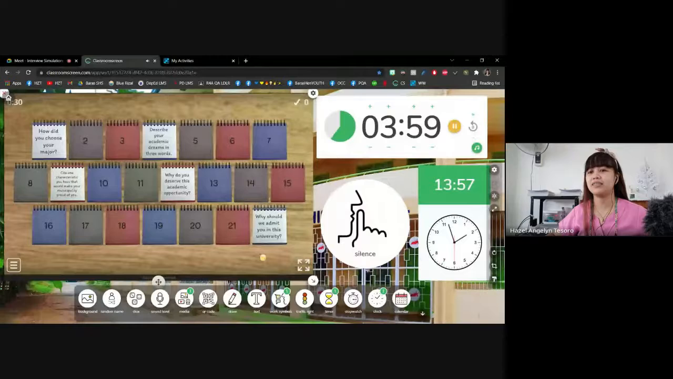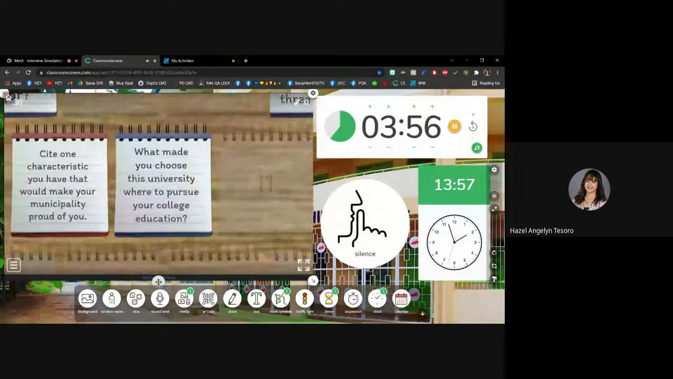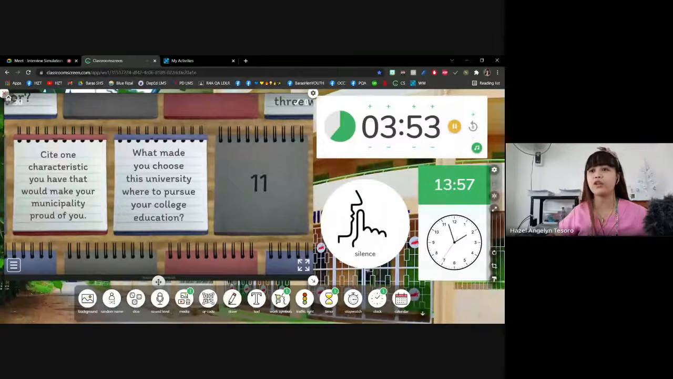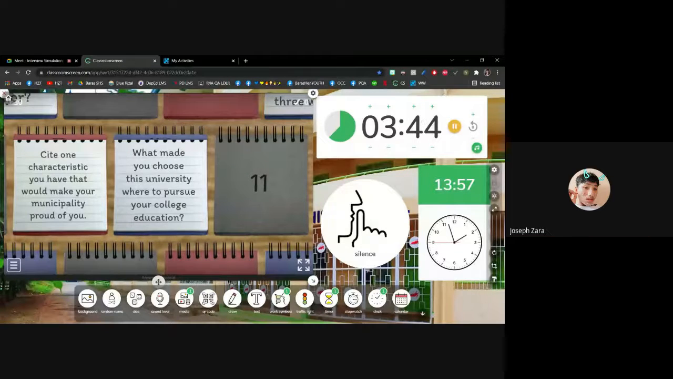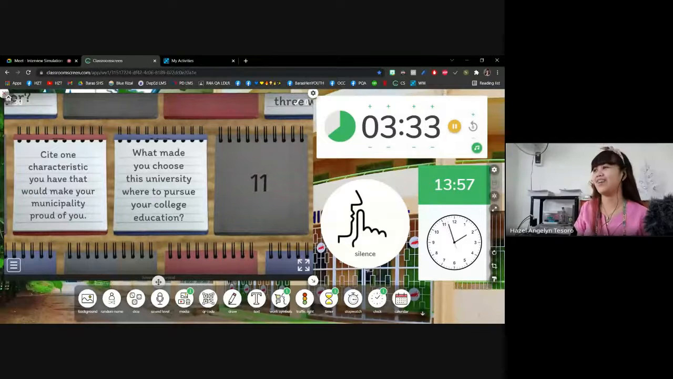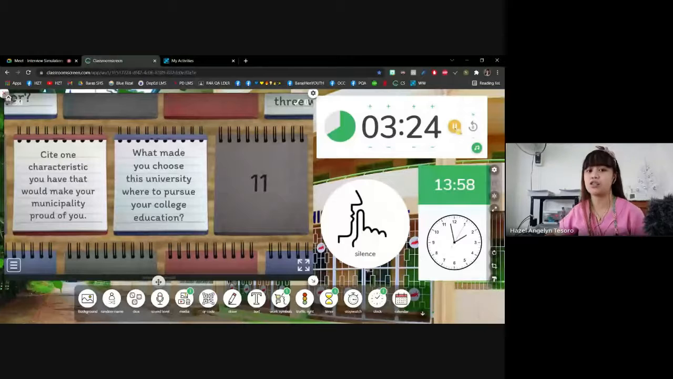Let's see that. What made you choose this university where to pursue your college education? Ma'am, kasi po related siya sa kinuha kong course kaya ako po pinili yung university. Ayun lang ma'am, kinakabahan ako. Okay, that's okay. And that's normal. Kaya nga tayo nagpa-practice para pag nasa real thing na kayo, you won't feel the same jitters as you did right now. Okay, thank you, Joseph. Thank you po. Another question or call somebody?